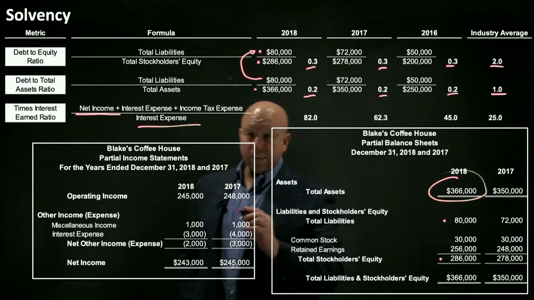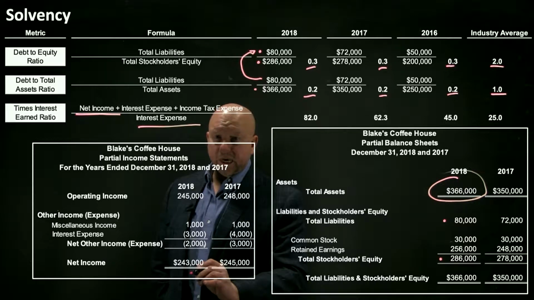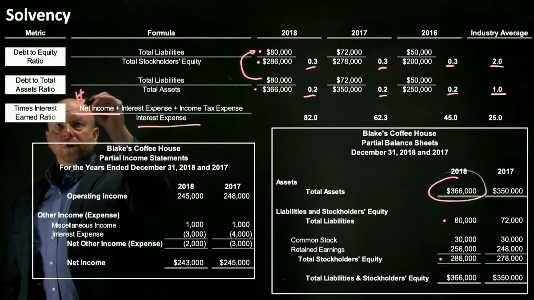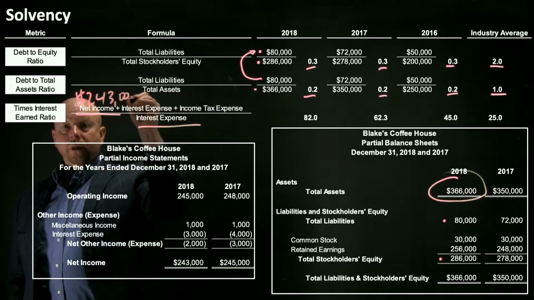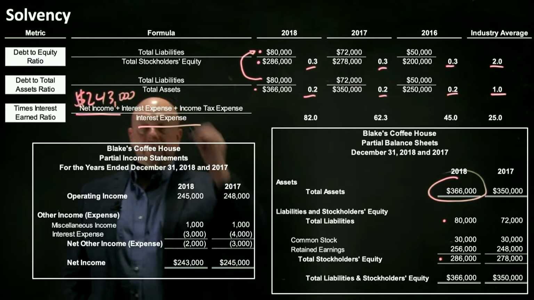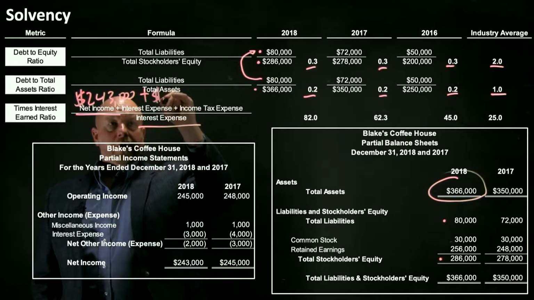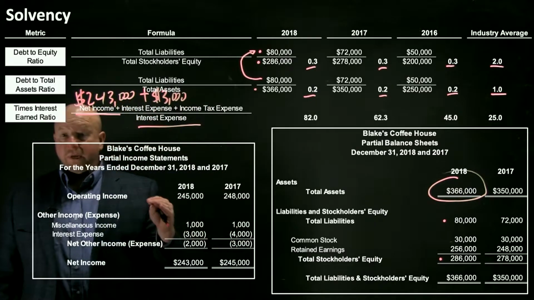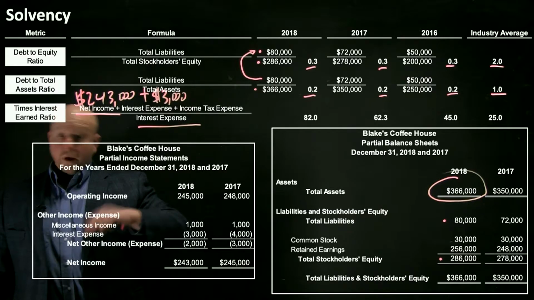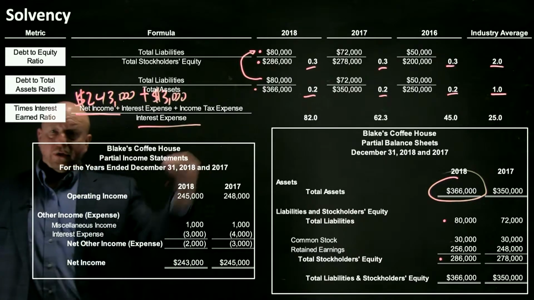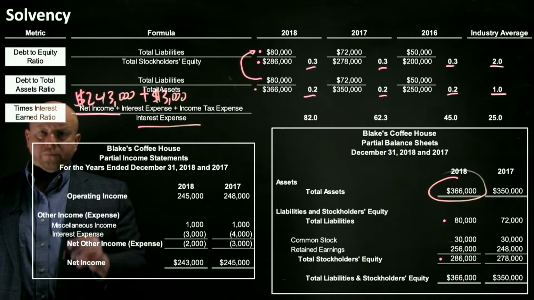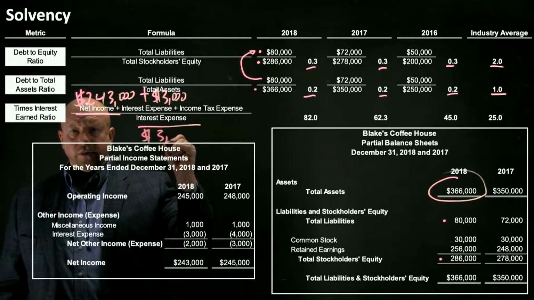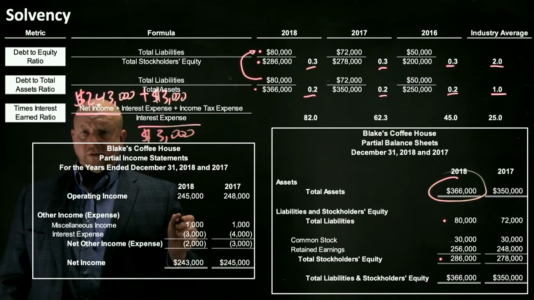So what we're doing with this then, we're taking the $243,000 of net income. We'll just put that over here. $243,000 of net income. And then we add back the interest expense of $3,000. Now, the reason that interest expense is negative is because it's part of this other income and expense category, which could be either positive numbers that make net income bigger, or negative numbers that make net income smaller. And in this case, it's a negative number, but we're going to treat it as positive for this calculation. And then we divide by the interest expense of $3,000.